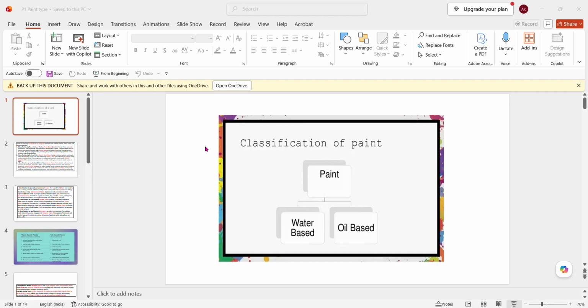Emulsion paints are mostly water based. Some oil based is also there. The main advantage is that it is water based, so it leaves no odor and dries quickly.